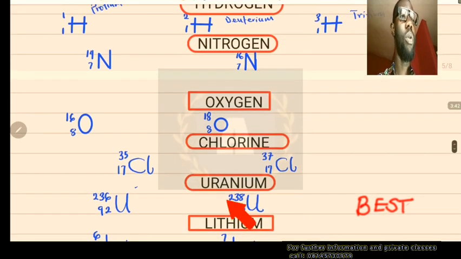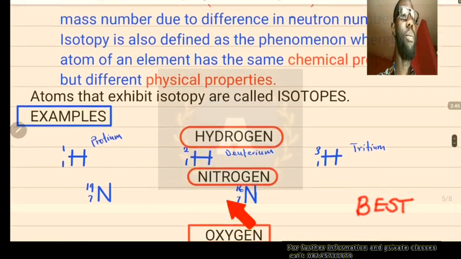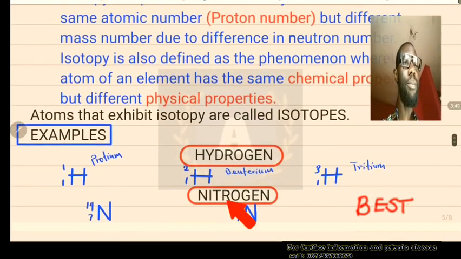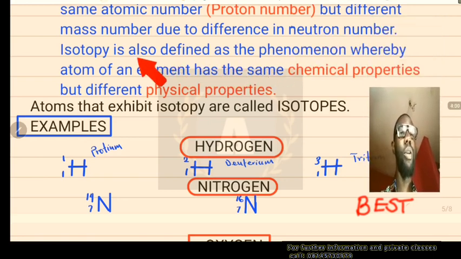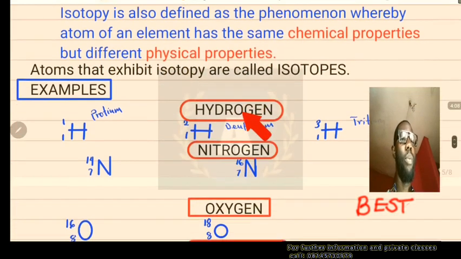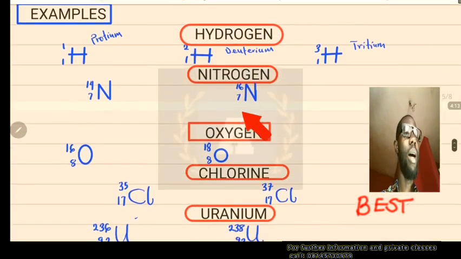Don't forget, we said isotopy is the phenomenon whereby an atom exhibits the same number of protons but different mass number due to difference in neutron number. We also gave another definition: a phenomenon whereby atoms of an element have the same chemical property but different physical properties. Atoms that exhibit isotopy are known as isotopes.